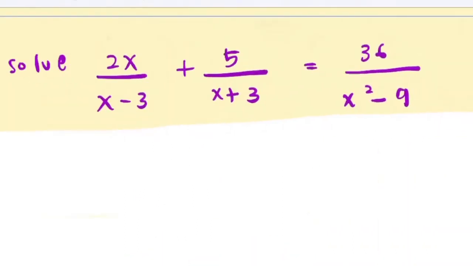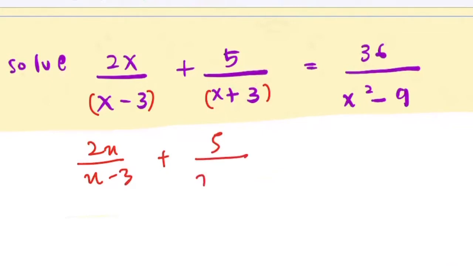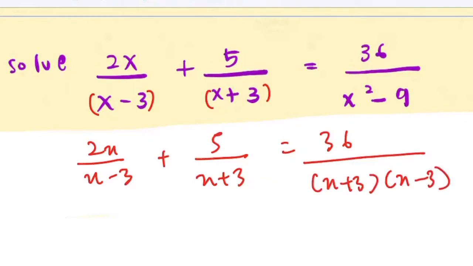Let's proceed with the next one. First of all, let us identify what is our denominator. So our denominator is x minus 3 and also x plus 3. On your right hand side, the denominator is x squared minus 9. So this can be simplified. Let me show you how. This is 2x over x minus 3 plus 5 over x plus 3, and your right hand side is 36 over x plus 3 times x minus 3.